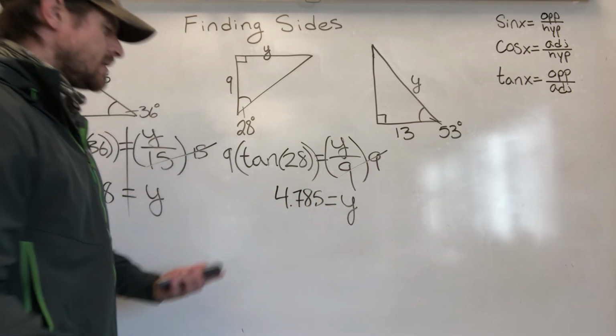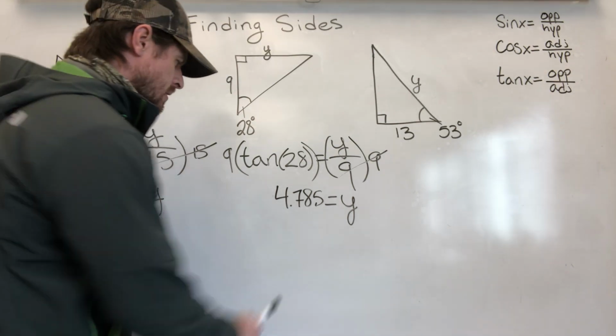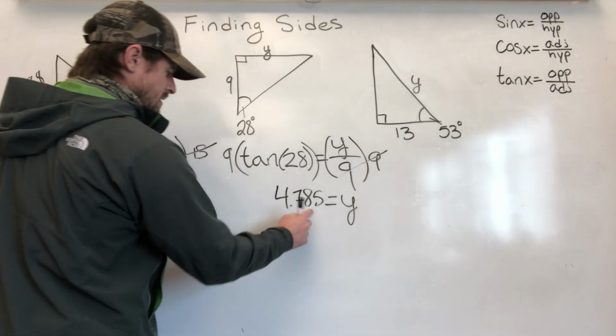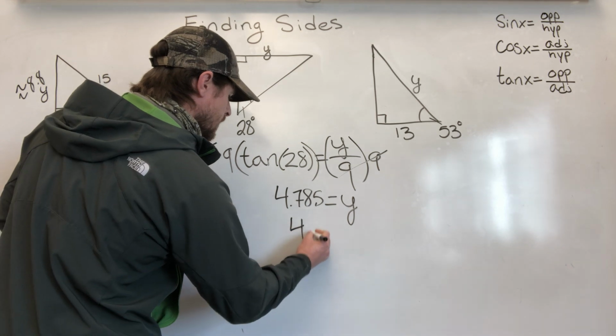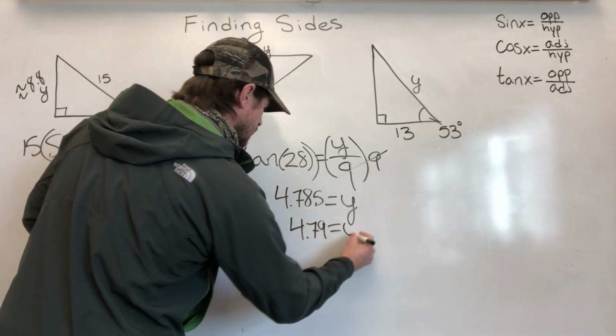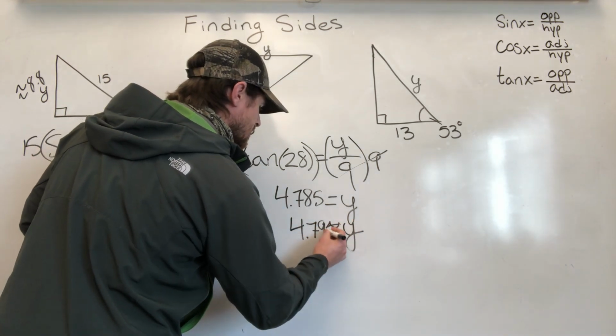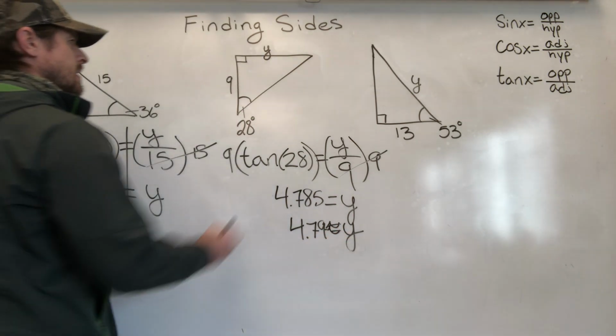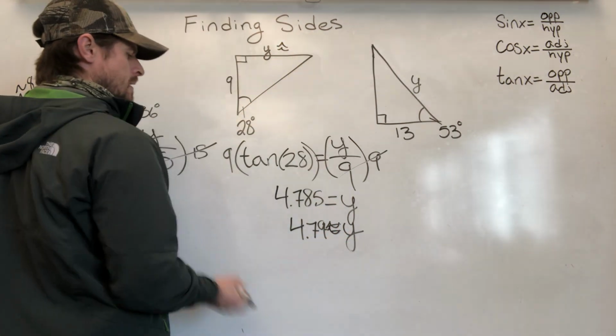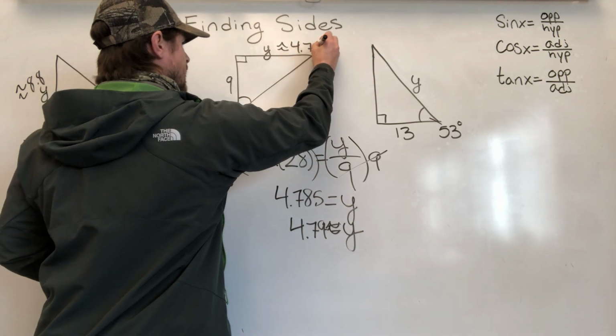And what I'm left with is 4.785. Let's say you're asked to round your answer to the nearest hundredth. Boom, that's that 8 right there. The 5 is going to bump it up. We got 4.79 for the value of y. This is an approximate value, not exact. So approximately 4.79.